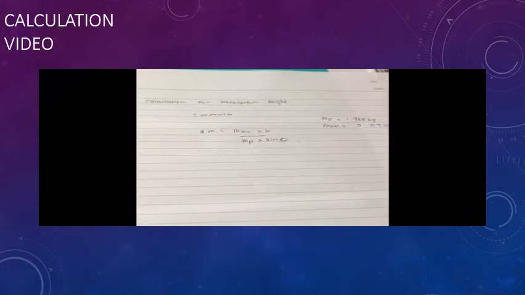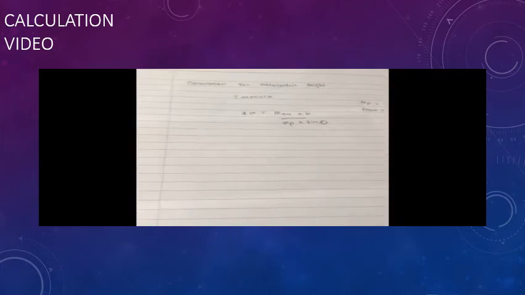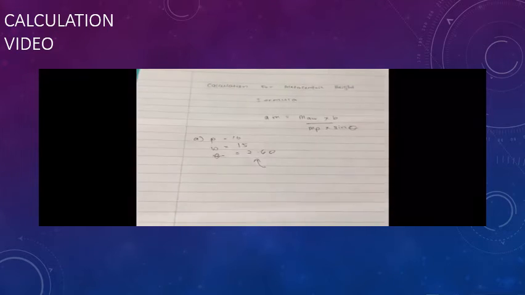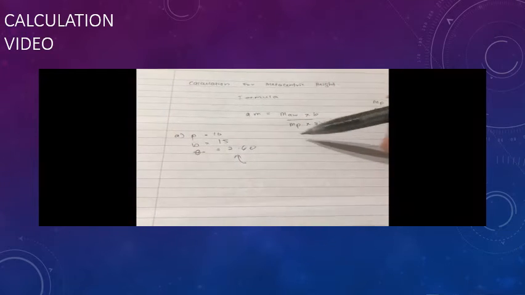Okay, so for parameter 10, B equal to 15 and theta equal to 2.6. This data has been calculated before we do the calculation for metacentric height. So we just substitute the value into this formula.